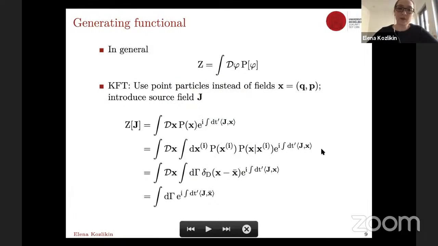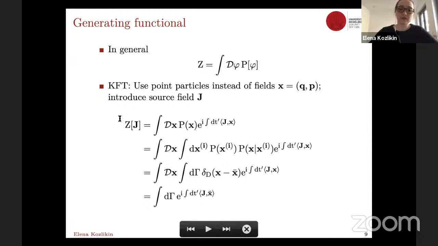The main object of the theory is a generating functional, which is probably familiar to you from quantum field theory. It's just a path integral over basically a probability distribution of some field. So this is basically the general expression for a generating function. In KFT, we don't work with fields normally. We replace the fields by point particles instead. So we are talking about particle positions and particle momenta.